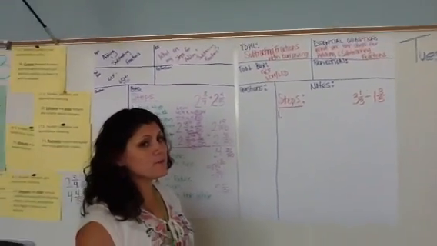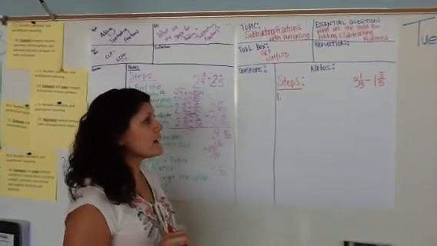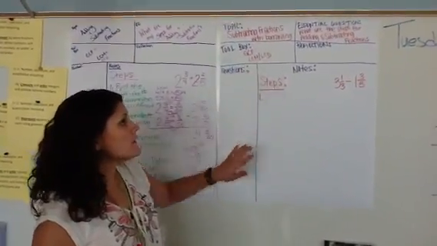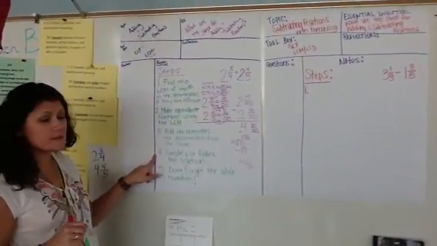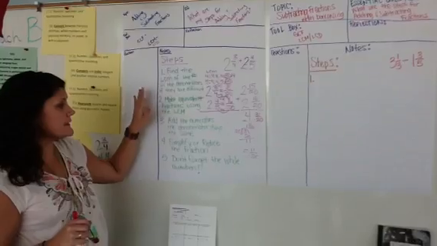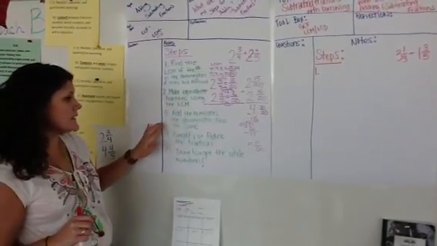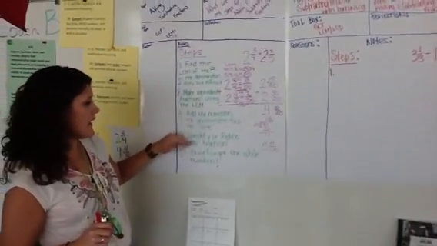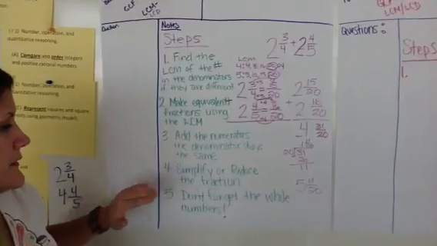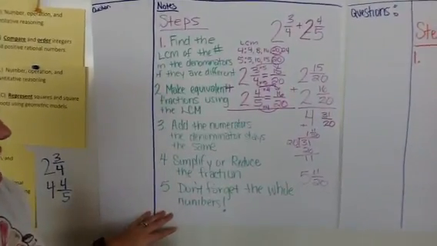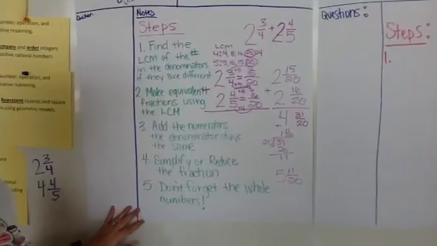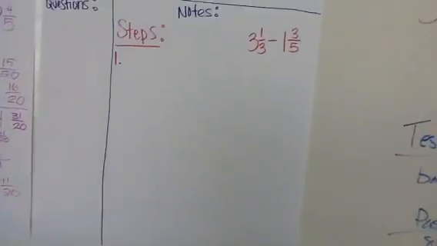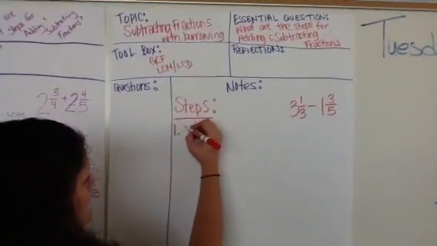Hey guys, we are going to focus on subtracting fractions when you have to borrow. For normal subtraction of fractions, you can just refer back to these steps because they're all the same. You find the LCM, make equivalent fractions, and then subtract instead of add the numerators, denominator stays the same, simplify, and don't forget the whole numbers. So if you need to, you can go back and copy these steps, but over here, I'm just going to write refer to adding and subtracting fractions notes.